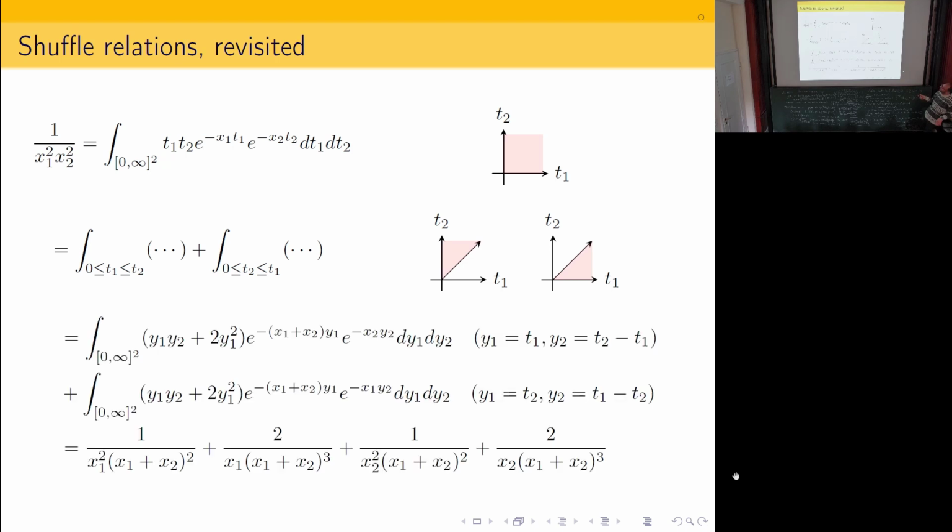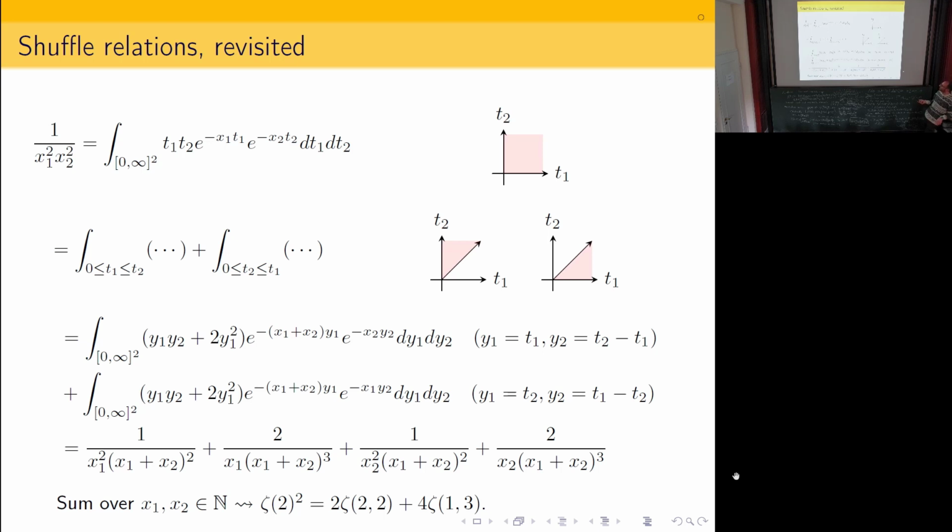And well, you do this, you get two integrals, but then you do again a change of variables here, which is this change of variable. And you get these two integrals over 0 to infinity squared, which can, by the same trick that was applied here, be written in this way. So now you can just sum over x1, x2, and you get the same shuffle relation that I wrote down before.